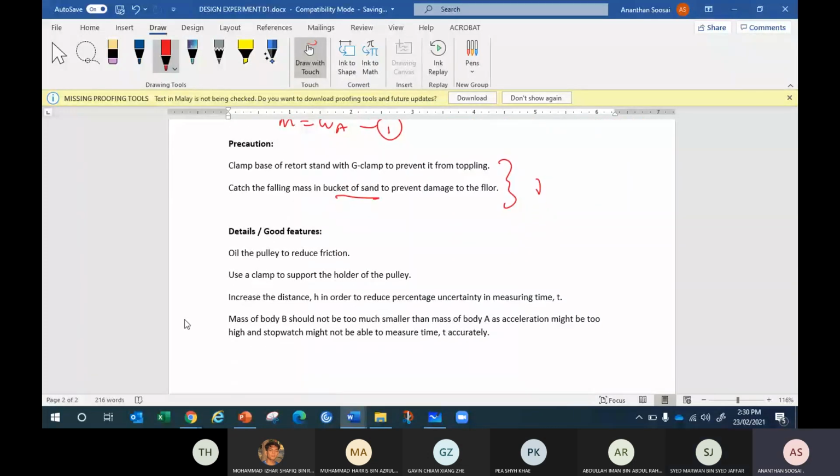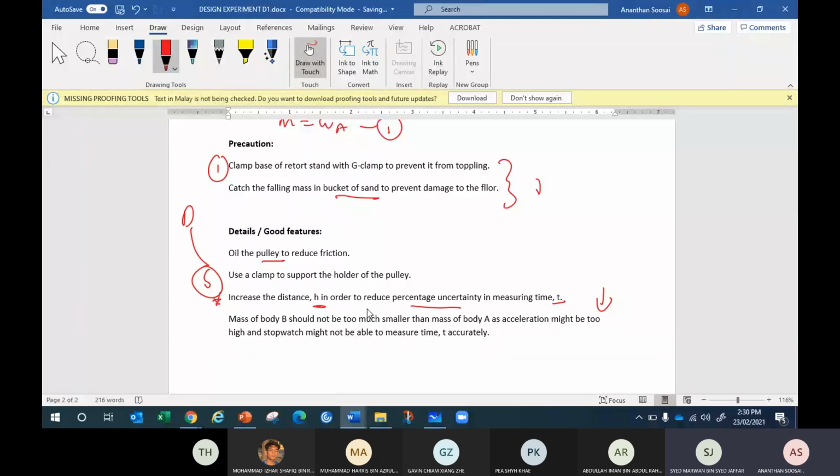So extra detail marks, this is where you need to get detail marks, actually 6 detail marks. 1 you get for the safety, so another 5 extra details are needed. So yeah, these are some details. Oil the pulley to reduce the friction. Use the clamp to support the holder by the pulley. Increase the distance H. This is a very good point, the third one. Use a bigger H so that the percentage uncertainty in the measuring of T can be reduced. Right? A big reading will give a smaller percentage uncertainty.